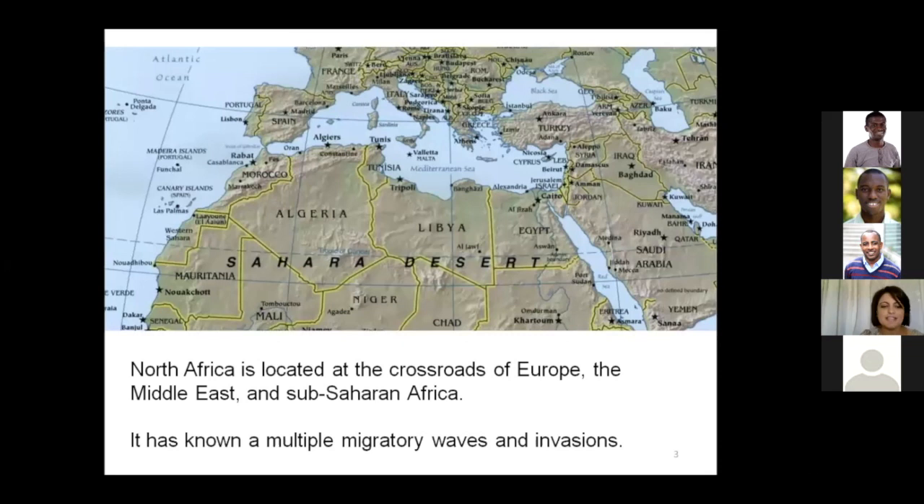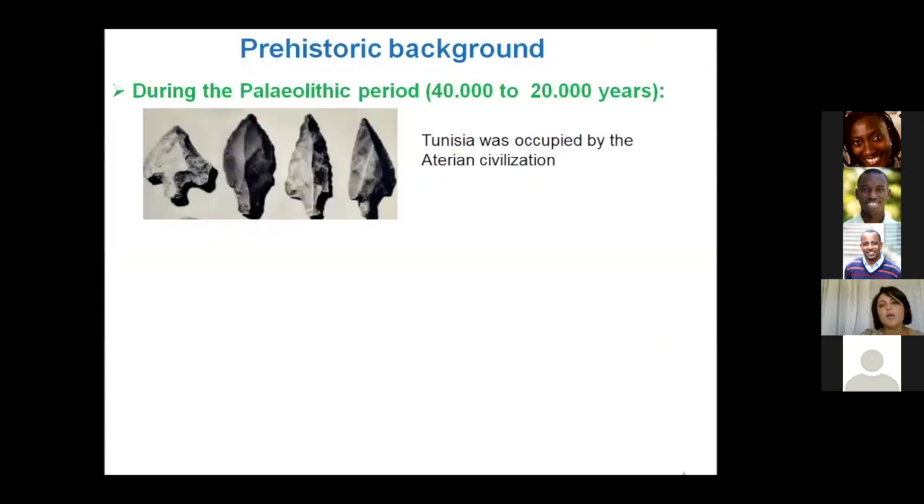So let's start. As you can see on this map, North Africa is located at the crossroad of Europe, the Middle East, and Sub-Saharan Africa. Thanks to this geographic position, North Africa has known multiple migration waves and invasions. I will take the example of Tunisia to show you some details of prehistoric and historic events, which are closely the same for other North African populations, in particular in the western part of North Africa.